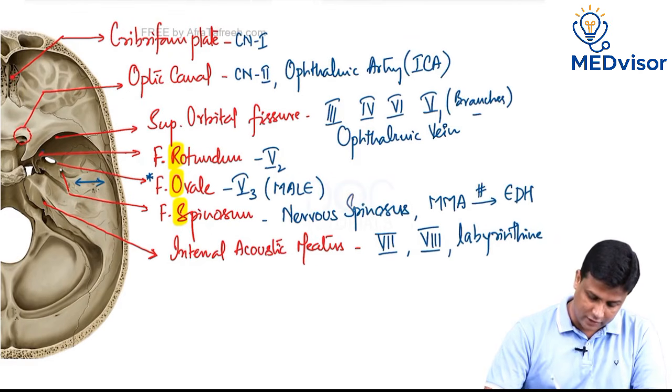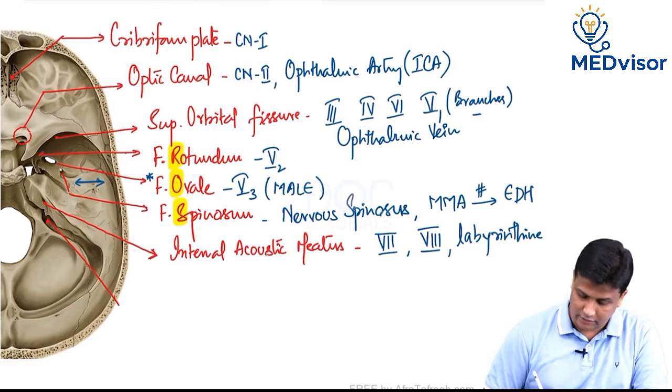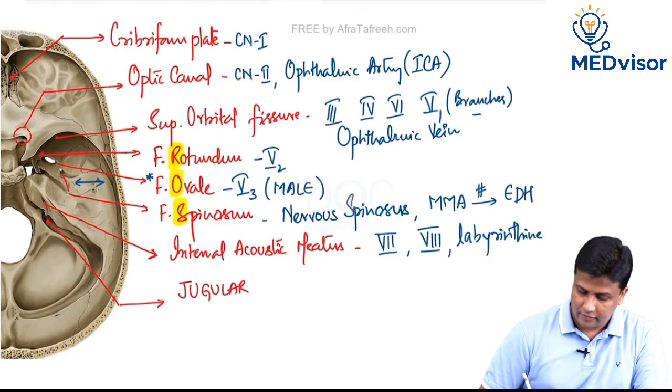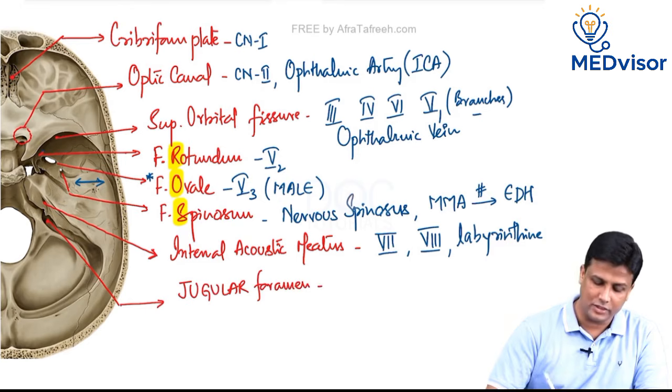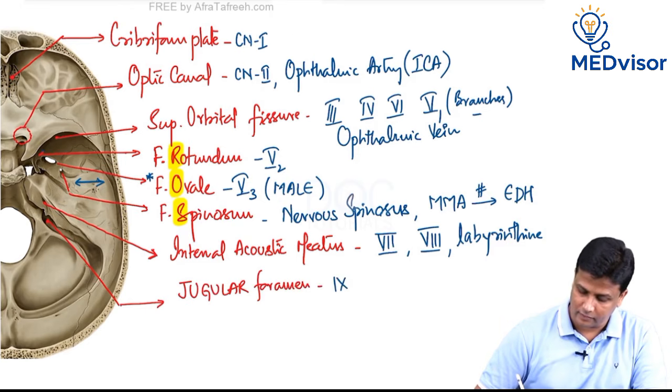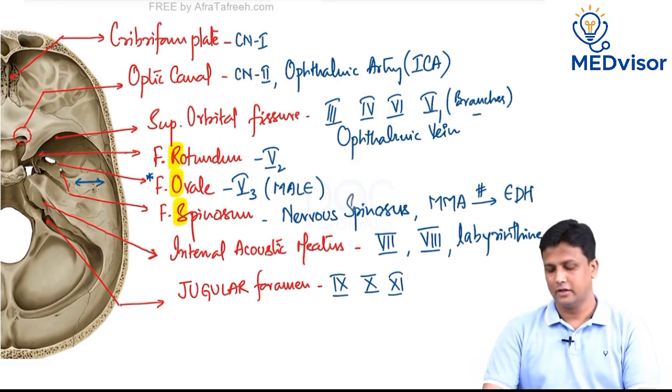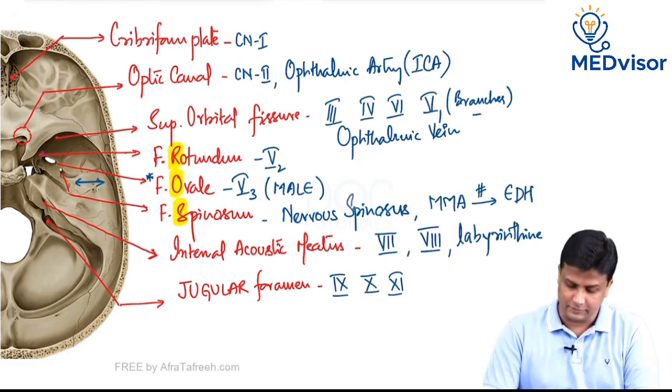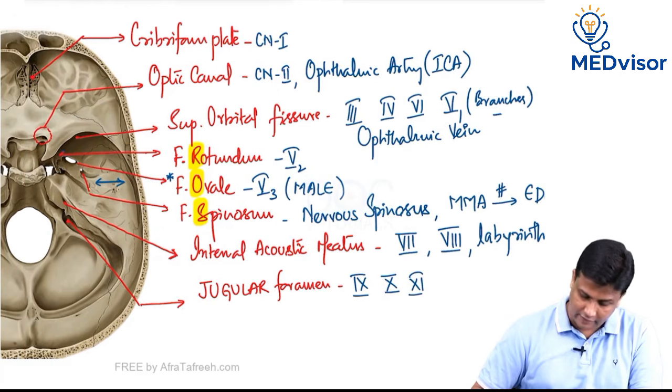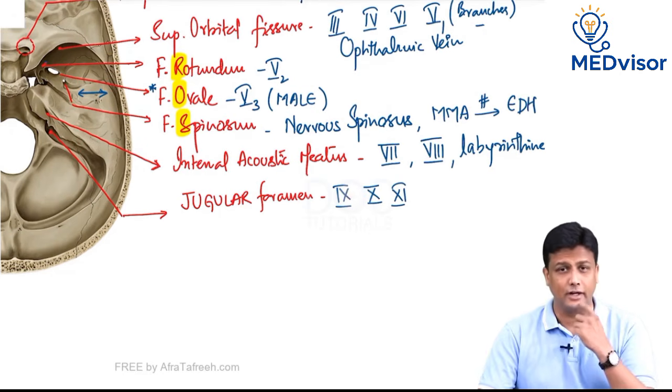After the internal acoustic meatus, we are able to appreciate one more opening over here, and this one will be the jugular foramen, guys. This is another important foramen, very important foramen, the jugular foramen. Why? Because from here we are able to see cranial nerve number 9, glossopharyngeal, cranial nerve number 10, vagus, and cranial nerve number 11, that's your accessory nerve, going to pass through the jugular foramen. So cranial nerves number 9, 10 and 11 will be passing through the jugular foramen.